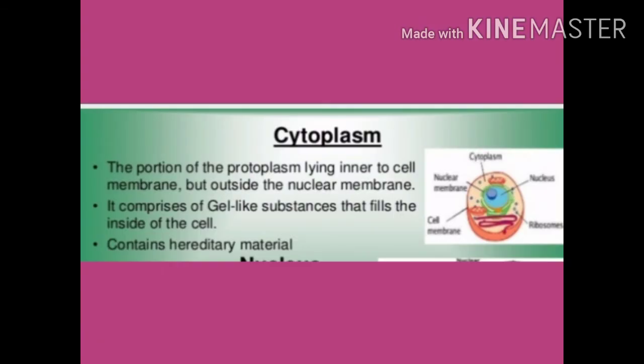Now we will read about cytoplasm. Cytoplasm is a thick jelly-like fluid which is filled inside the cell and is bounded by the cell membrane. It occupies the space between the cell membrane and the nucleus. All the chemical reactions of the cell occur in the cytoplasm. There are mitochondria, Golgi bodies, ribosomes and endoplasmic reticulum suspended in the cytoplasm.